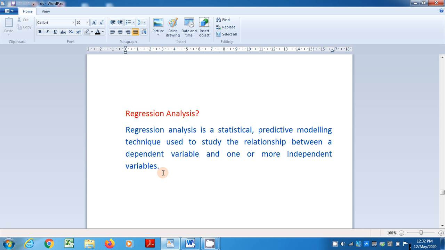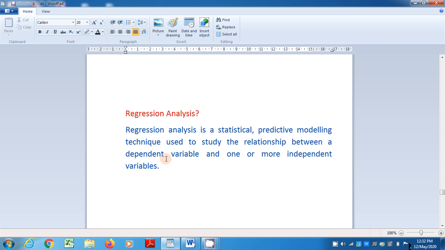So price is dependent on these three variables, right? So here you can see regression analysis is a statistical predictive modeling technique used to study the relationship between dependent and independent variables. So using regression analysis, we need to study the relationship between two variables. That means one is the dependent variable and another one is the independent variable.